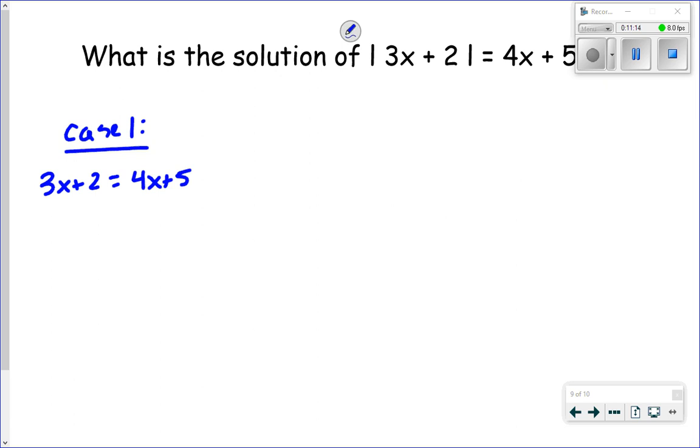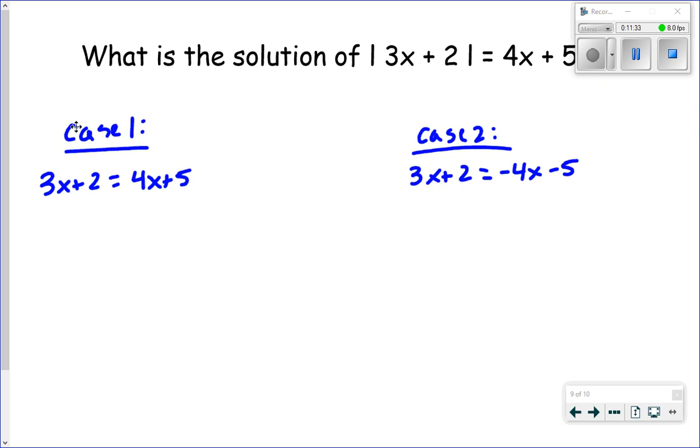Okay, and then case 2, I don't change anything on the left-hand side, but on the right, I need to change the sign. So 4x becomes negative and 5 becomes negative. So both of those two terms, their signs changed. Now I need to solve.